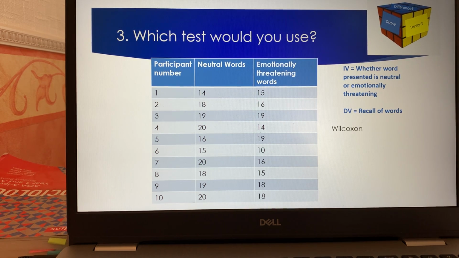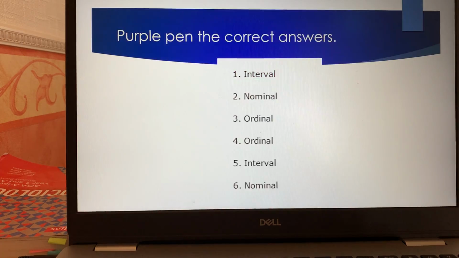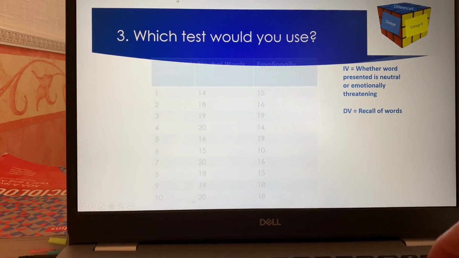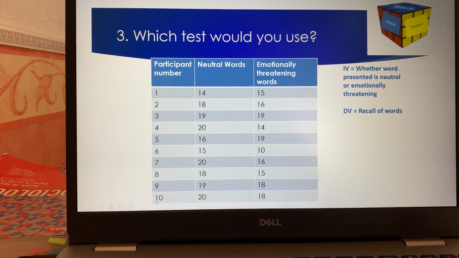It's a Wilcoxon. Again, we go back. Why is it a Wilcoxon? Ordinal data. So we are ranking how many words they can remember from the emotionally threatening and the neutral words. And it's a related design because it's repeated measures. Because there's only 10 participants, they're shown the neutral words first and then the emotionally threatening. It would make it independent groups if we had another set of 10. So that kind of gives it away. There's only 10, so they must have been shown one after the other.